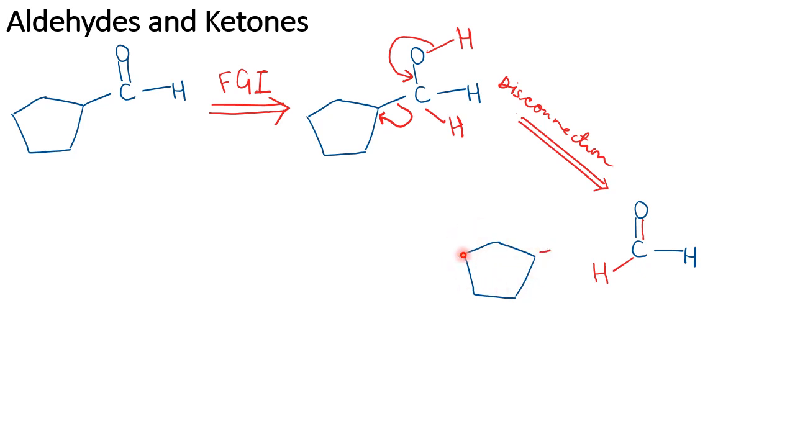This cyclopentyl carbanion is of course unstable, so we will convert this into a stable reagent, and that will be the Grignard reagent. So now we have got these starting materials. One is cyclopentyl magnesium bromide and one is formaldehyde, and by using these two starting compounds we are supposed to make this cyclopentyl carbaldehyde. So let us go for the synthesis now. We have done the retro part. Retro analysis has given us two starting compounds.